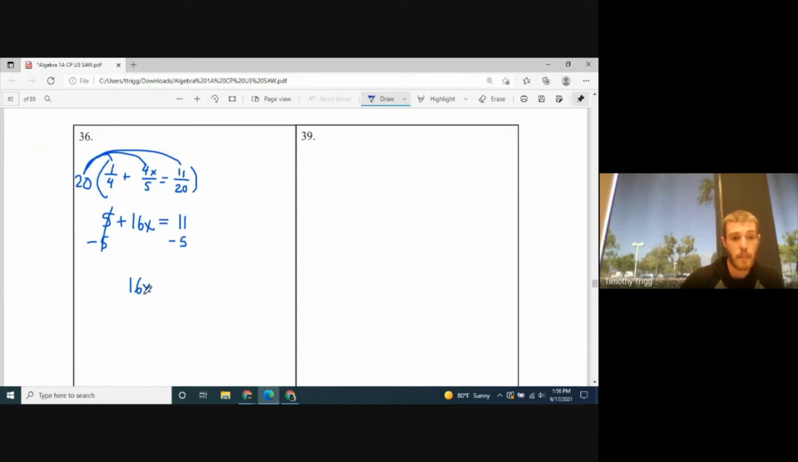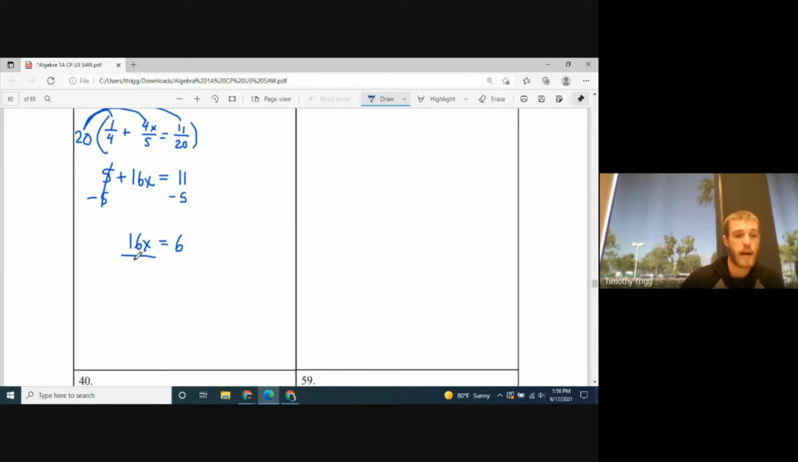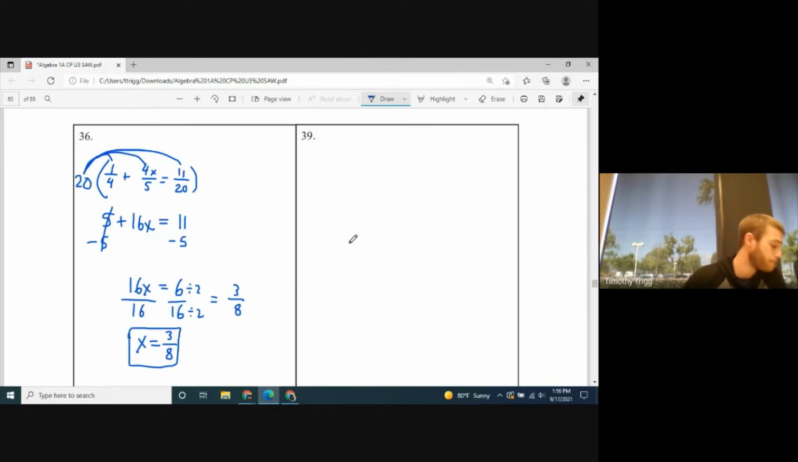16x equals, and then 6 over here. Dividing by 16 on both sides of the equation will give us x by itself. X equals, now in this case, I could reduce by 2. I could divide both top and bottom by 2 to simplify my fraction. So that'll give us 3/8. Okay. Remember, if you can simplify the fraction, you always should. And in this case, you can simplify 6/16 to 3/8.